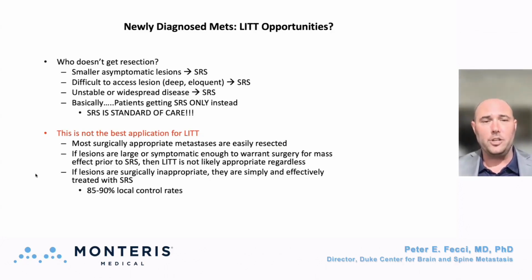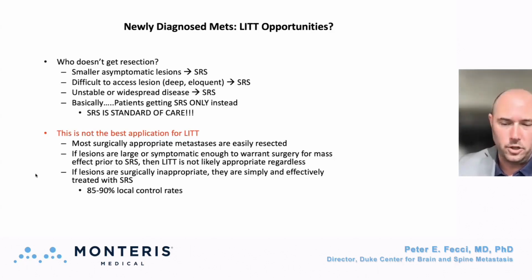The fact of the matter is that the patients not getting surgery are those getting SRS instead, which provides an 85 to 90% local control rate. SRS is the standard of care. Most surgically appropriate metastases are easily resected. If lesions are large or symptomatic enough to warrant surgery for mass effect prior to SRS, then LITT is not likely the appropriate surgical procedure regardless. If lesions are surgically inappropriate, i.e., you have a 2 centimeter lesion in the thalamus, they are very simply, effectively, and non-invasively treated with SRS to the tune of an 85 to 90% local control rate. Why would you introduce the surgical risk, even as low as it is with LITT, when you can control that deep-seated disease with radiation instead?